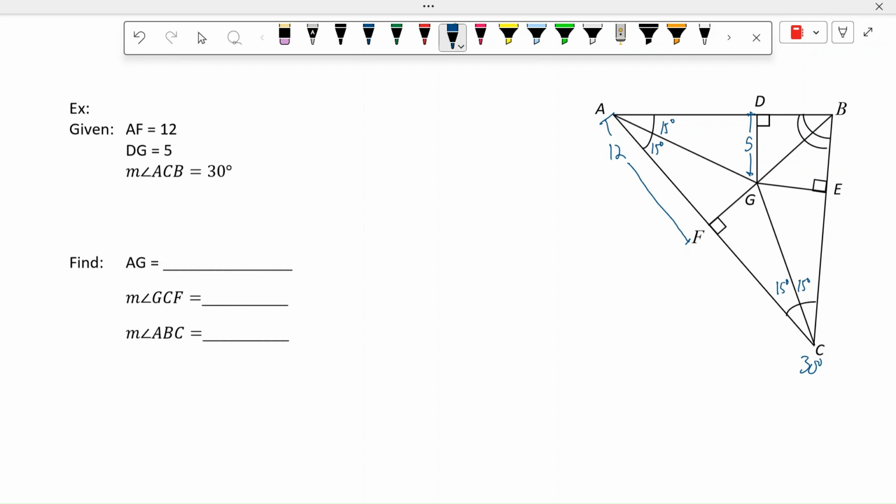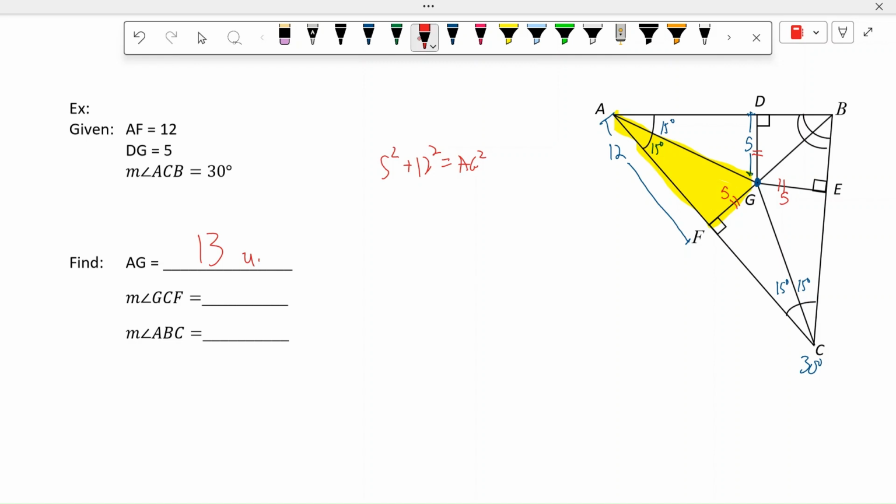Angle bisector, angle bisector, angle bisector. That means this point G is the incenter of the triangle. What's the special property of the incenter? It's that these segments, the distance to all three sides of the triangle, must be the same. So each one of those segments is 5. If I'm trying to find AG, here's my triangle. I have a 5 and a 12 for the lengths. And it's a right triangle, so Pythagorean theorem, 5 squared plus 12 squared equals AG squared. Solve that. AG is going to be equal to 13.